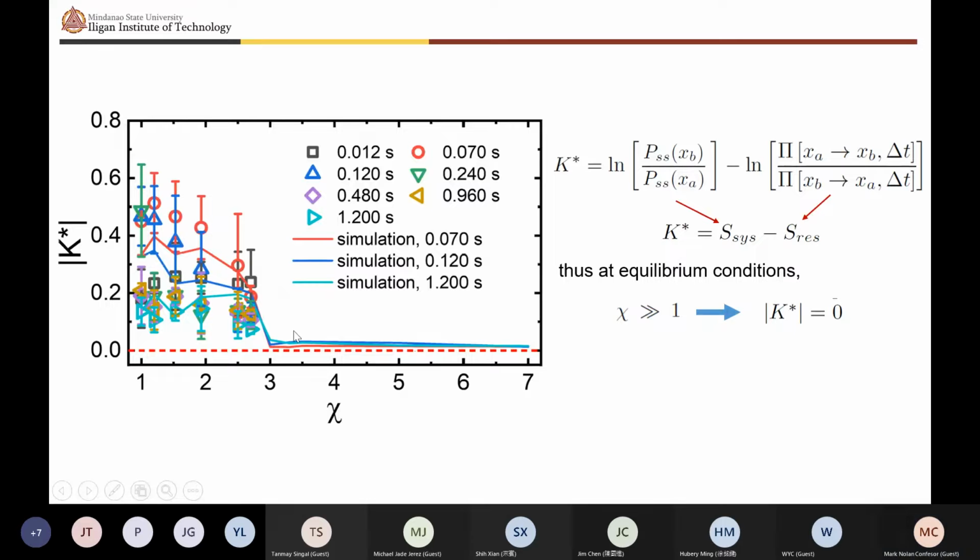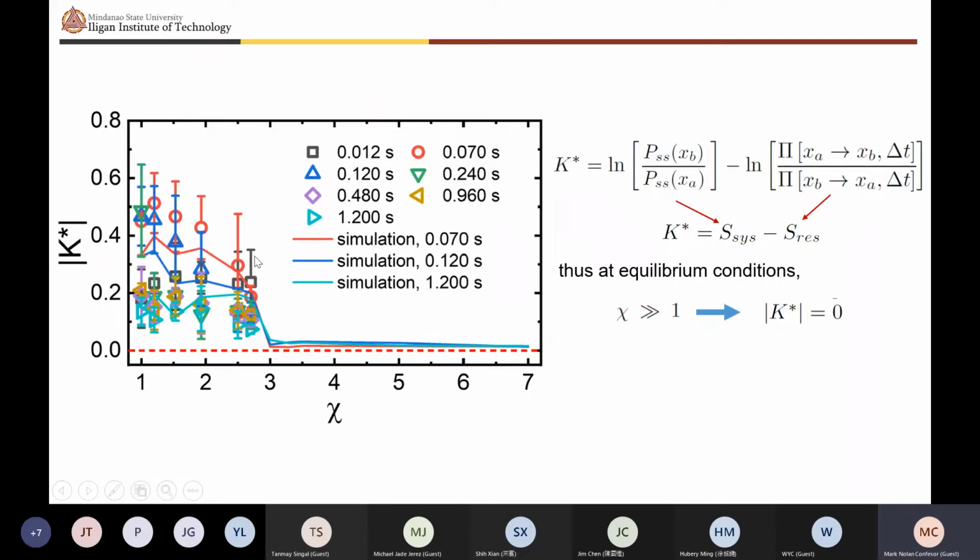Now, what does this measure mean? This measure actually has a physical meaning in the concept of stochastic thermodynamics. The first term of this measure is equivalent to the entropy production of the system, while the second term is just the entropy production of the reservoir. Of course, when the system is at equilibrium, the entropy production of the system and of the reservoir must be the same, and therefore we expect it to be 0 at equilibrium conditions.